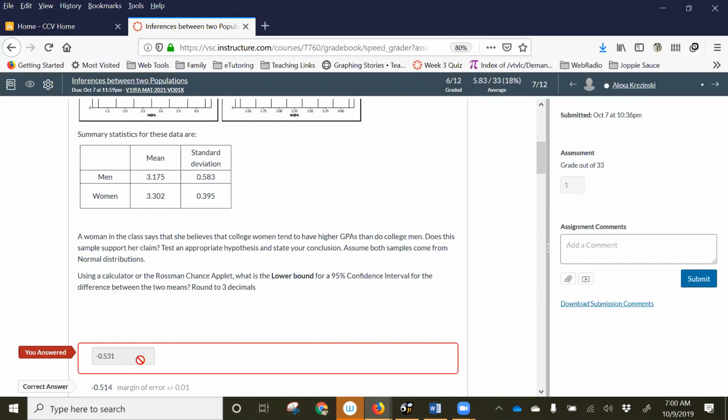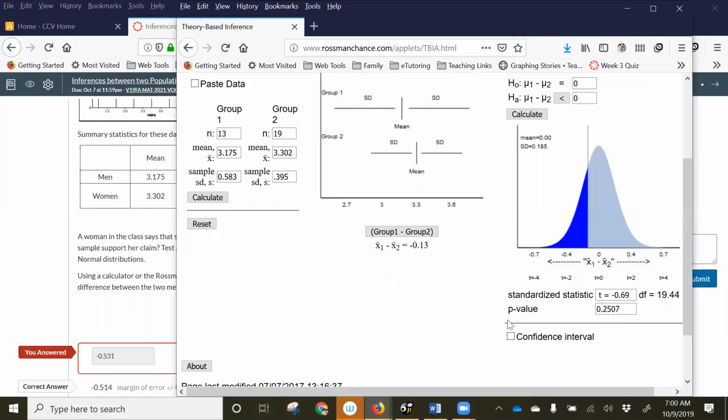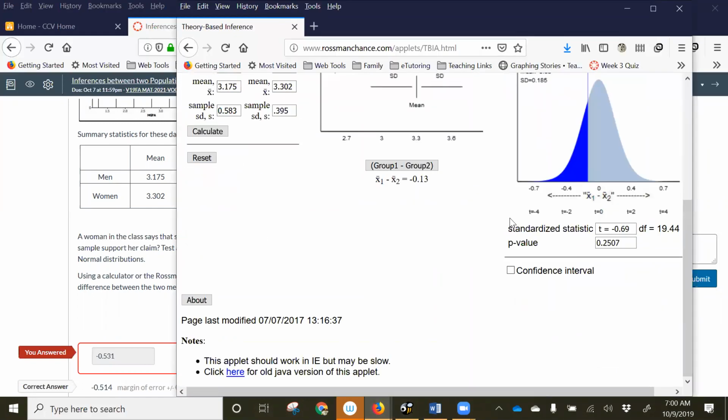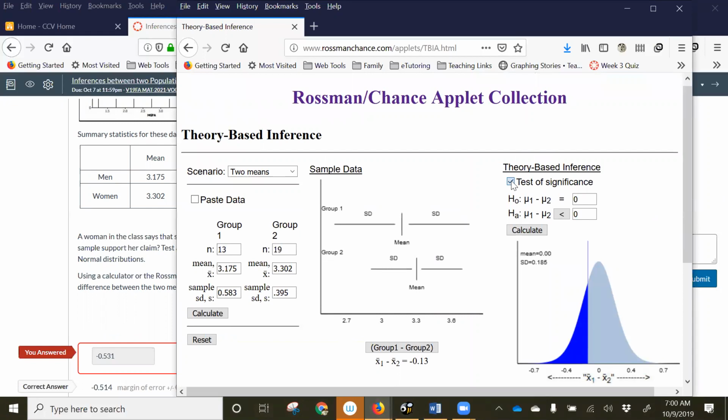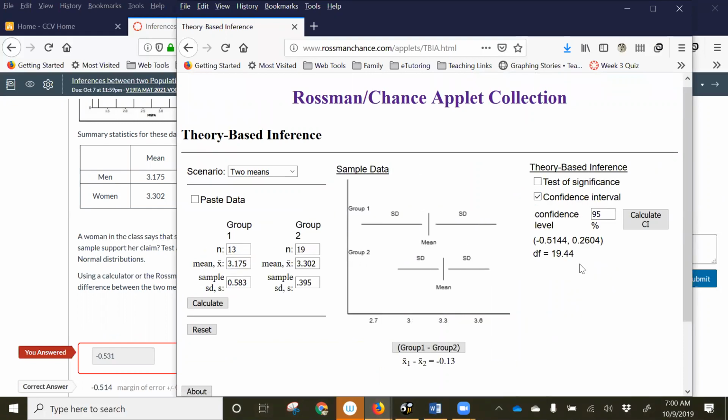So what happened here? Let's go back and look at that applet and see why you got that wrong. Let's uncheck that. Let's check this. Maybe you're not wrong. Did you use a Z distribution? I'm wondering. That would be one reason why it's less. So I don't know how that came about, because you can see that the correct answer agrees with that. So I can't add any points there.